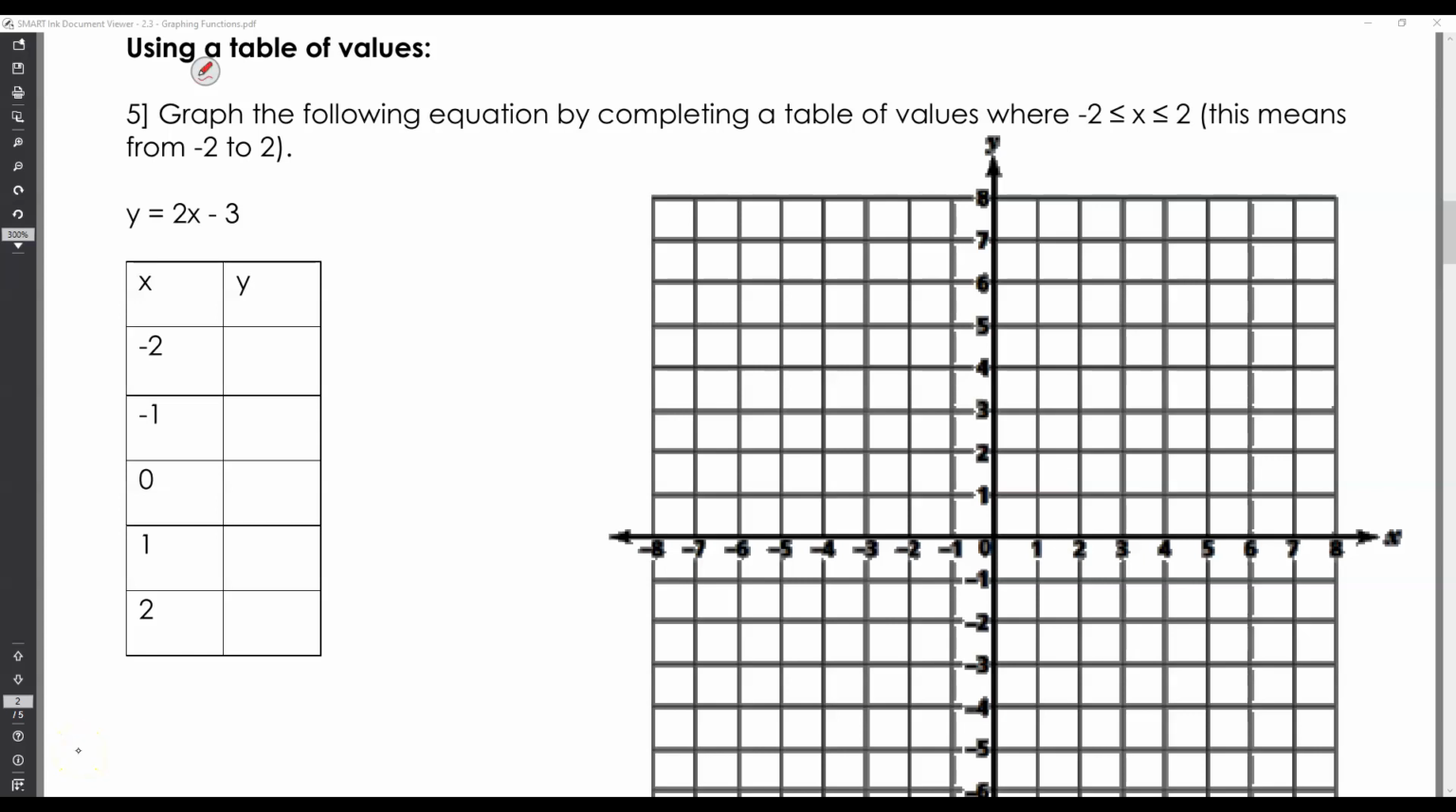Today we are looking at graphing functions. Specifically, we're going to start by using a table of values. So, a couple of things here.